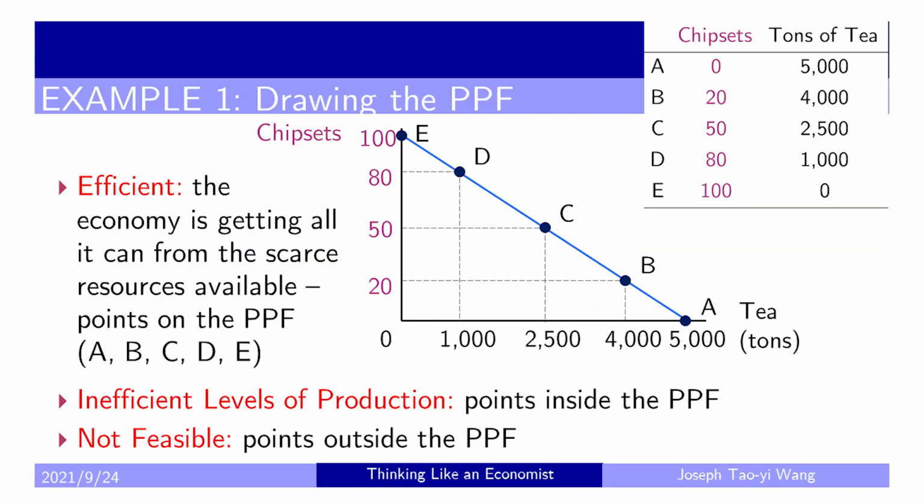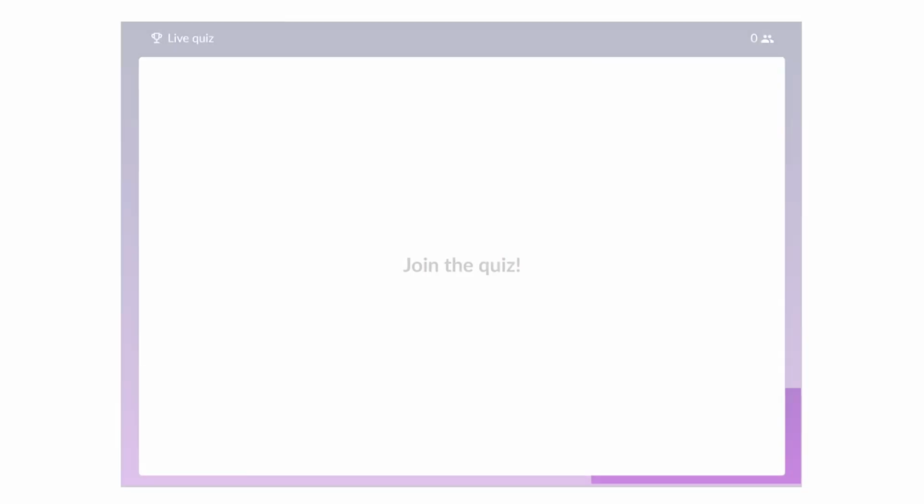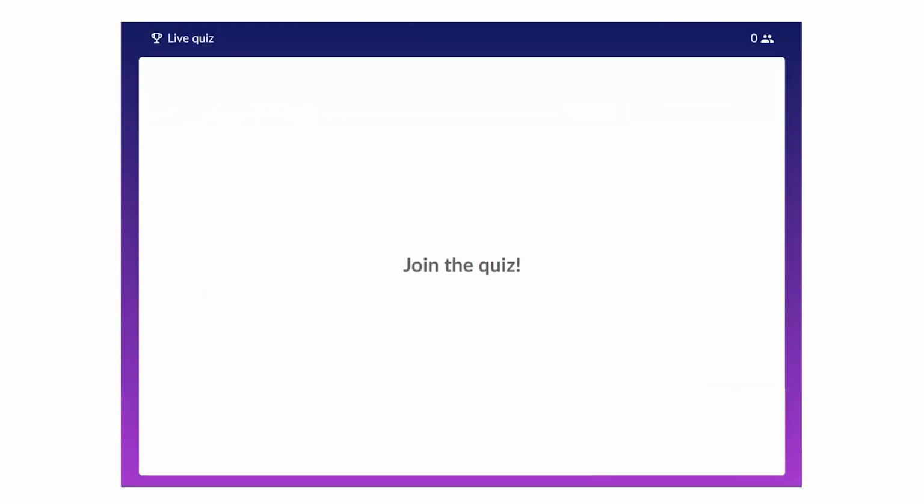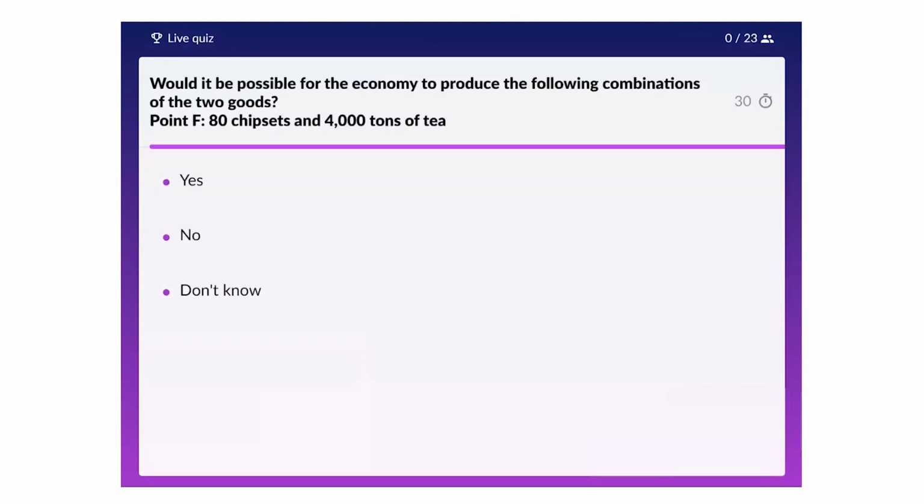So let's go back to the graph. This is your graph, and let's look at these new points. All right, so we should prepare to join the quiz. Is it possible to produce 80 chipsets and 4,000 tons of T? Yes, no, I don't know. Again, we have 30 seconds for this.